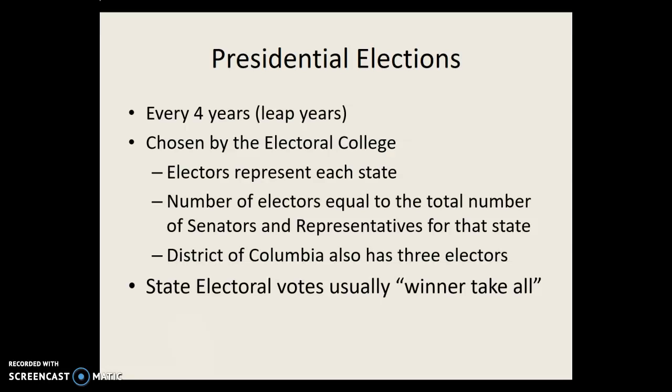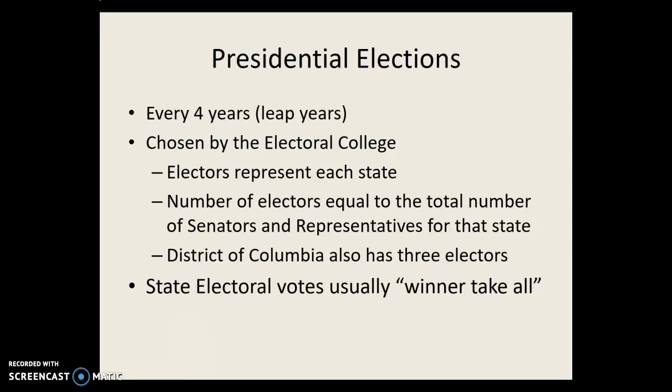That is the number of representatives and senators. And then the District of Columbia also gets 3 electors. So there's a total of 538 presidential electors. To win a presidential election, you must get at least 270 electoral votes. And those votes are assigned in the states, usually on a winner-take-all basis.